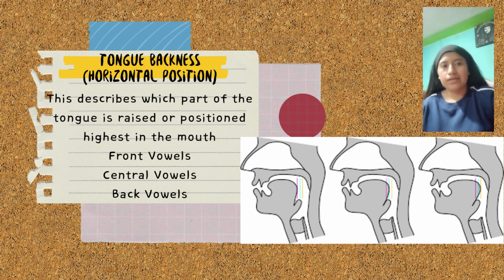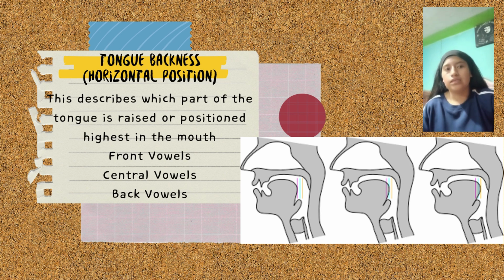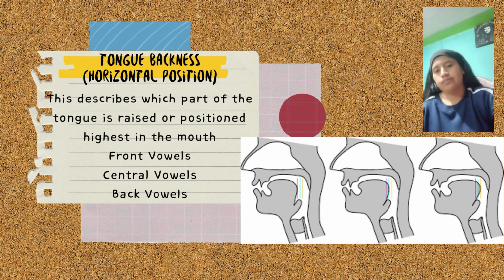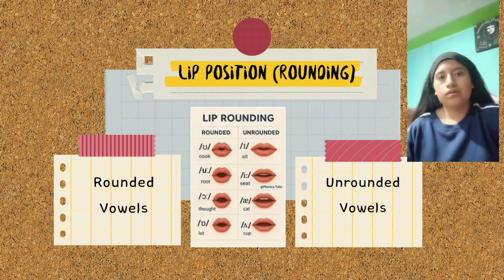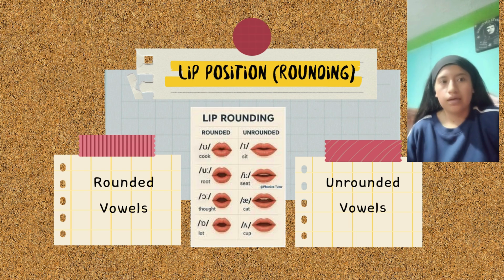And the tongue backness, the horizontal position, to describe which part of the tongue is raised or positioned highest in the mouth. Front vowels: the front of the tongue is raised toward the hard palate. And the central vowel: the center of the tongue is slightly raised. And the back vowel: the back of the tongue is raised toward the soft palate. The next one, the rounding. This refers to the shape of the lips during the articulation.